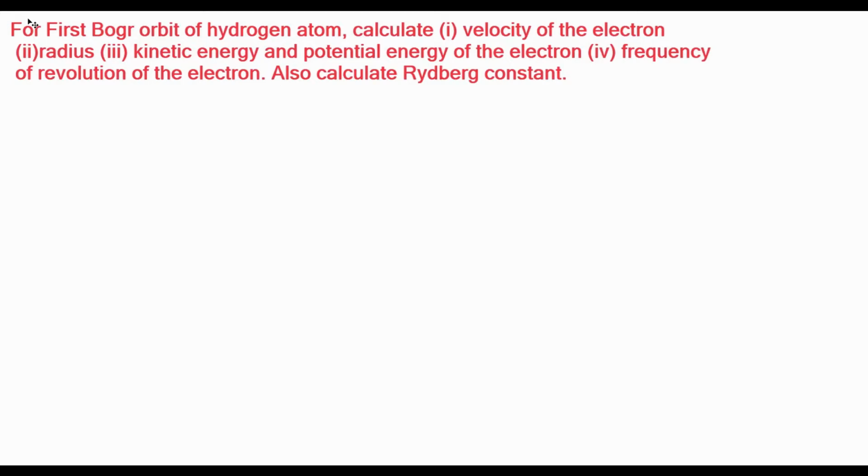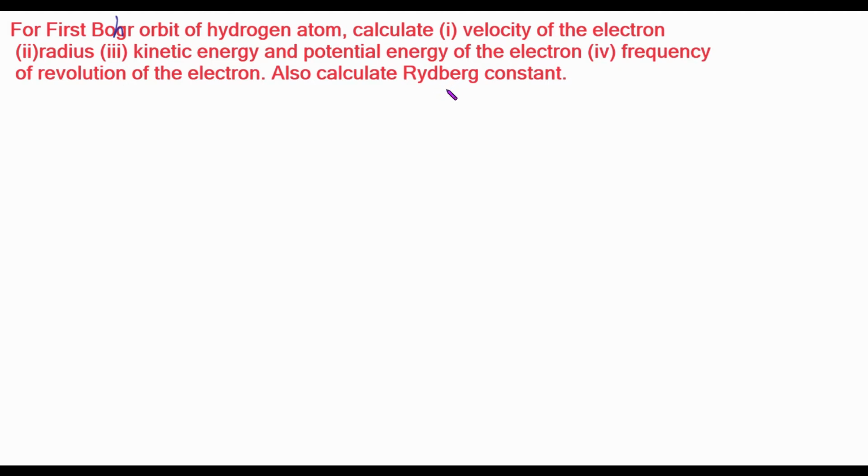Now let's solve another example. So for the first Bohr orbit of hydrogen atom, calculate the velocity of the electron, radius, kinetic energy and potential energy of the electron, and frequency of revolution of electron. Also calculate the Rydberg constant. So there are 5 questions. You have to calculate 5 things in this example.